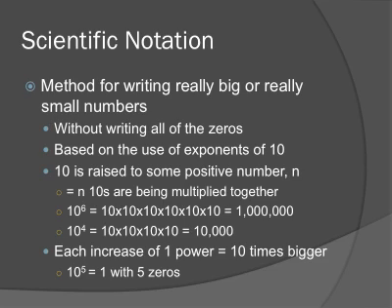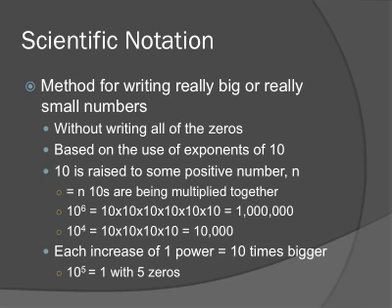Based on the use of exponents and the number 10. So basically, you take 10 and you raise it to a positive number, and I just called it n. Tens are being multiplied together. So if you have 10 to the 6th, you're multiplying 6 tens together, or you're adding 6 zeros. So as opposed to adding all those zeros after the fact, you're just going to write times 10 to the 6th.